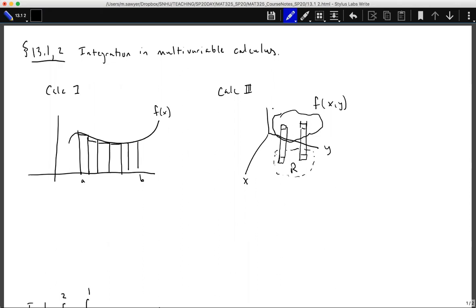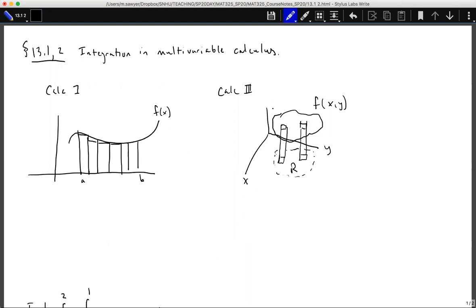Welcome to Calculus 3. This is Integration and Multivariable Calculus. This is sections 13.1 and 13.2. This is the first of a two-part video. This video will talk about the theory behind the integration, and the second video will talk through several examples.